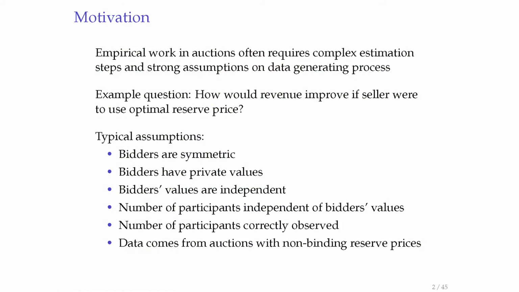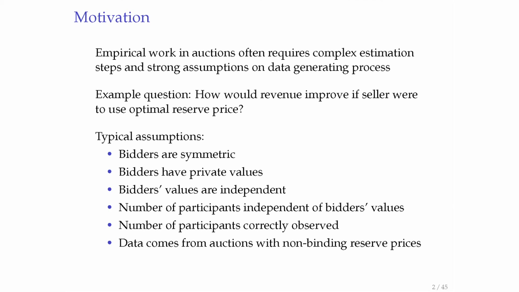So the empirical work in auctions often requires some kind of a complex estimation technique, and I'm not trying to criticize them. I think they're really cool, actually. I like all the progress that has been made, and I think they're kind of fun the way that you tie in theory so closely to the empirics. But here's an example of a question you might want to answer: how would the seller's revenue improve if the seller were to use an optimal reserve price?